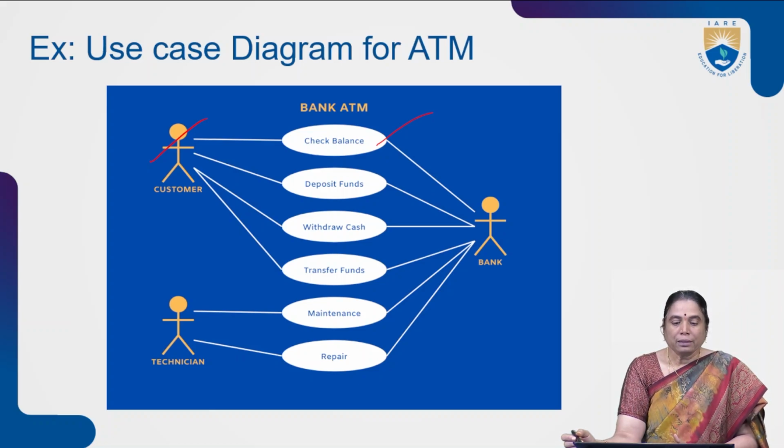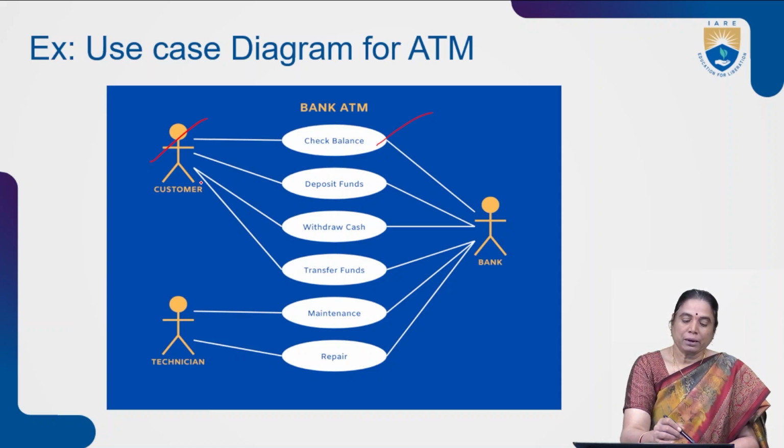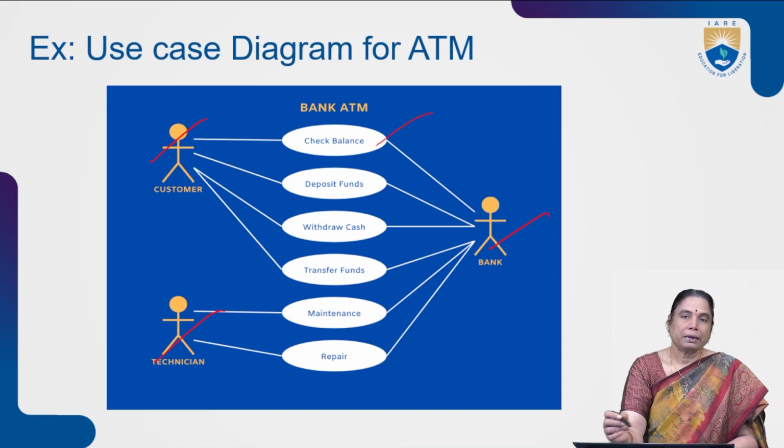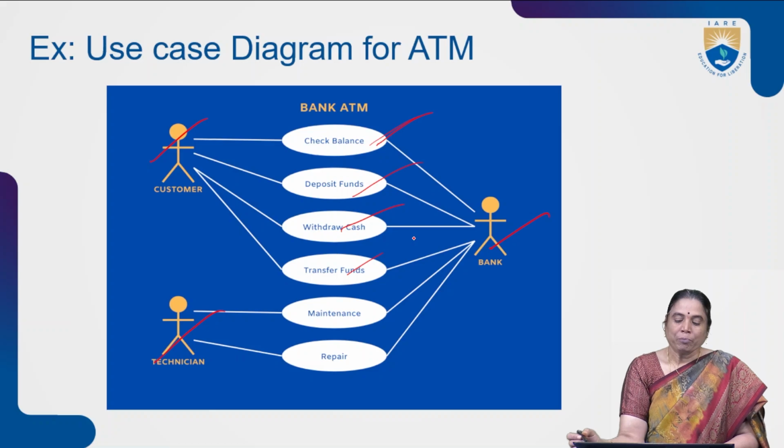So, take the use case diagram of ATM as an example. The stakeholders that are involved for the interaction with the software are customer, technician, and the bank. The features or functionality provided by the bank ATM are represented as use cases like check balance, deposit funds, withdraw funds, transfer funds, maintenance, repair. All these are the features or functions that are provided by the bank ATM.